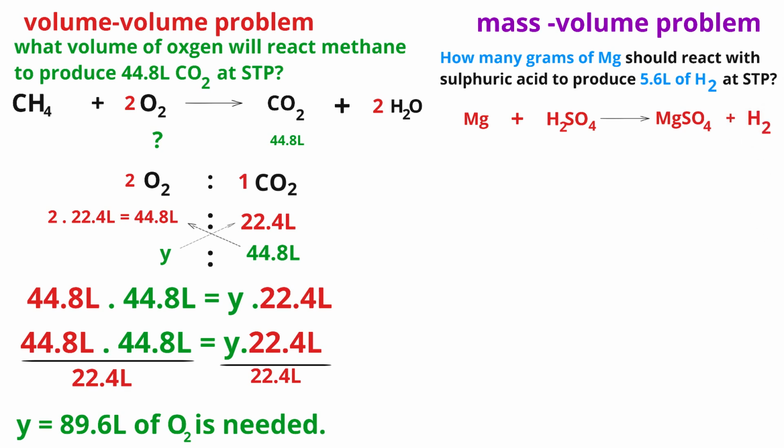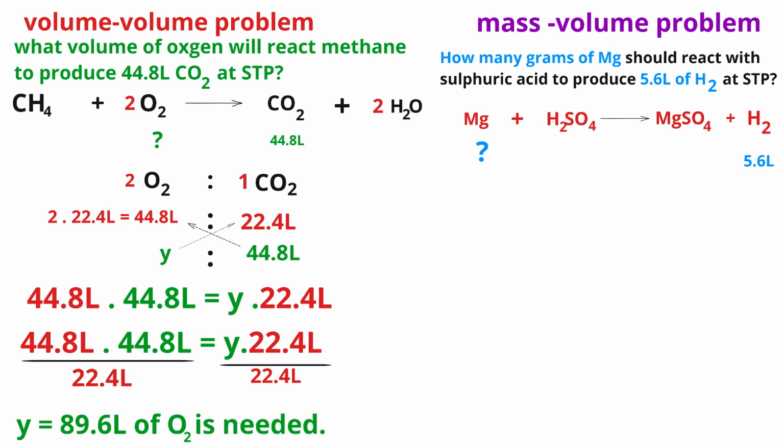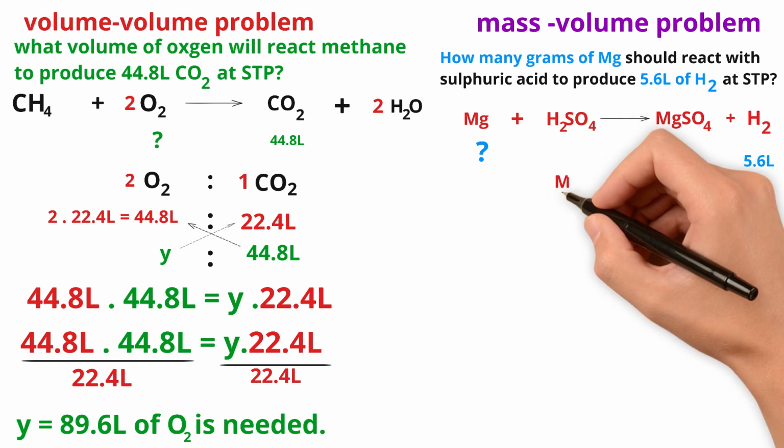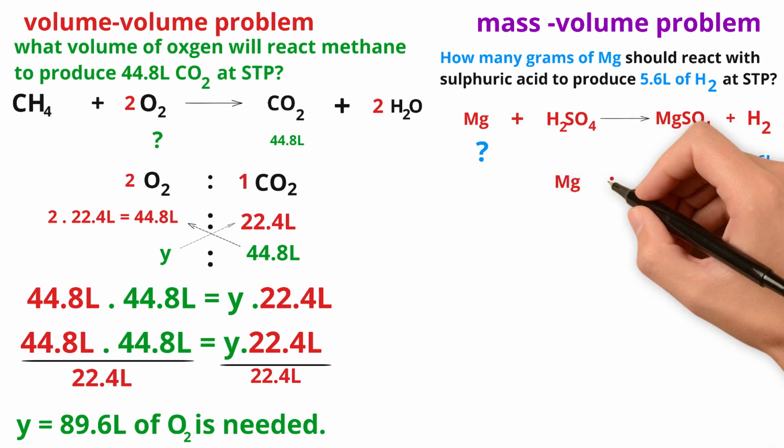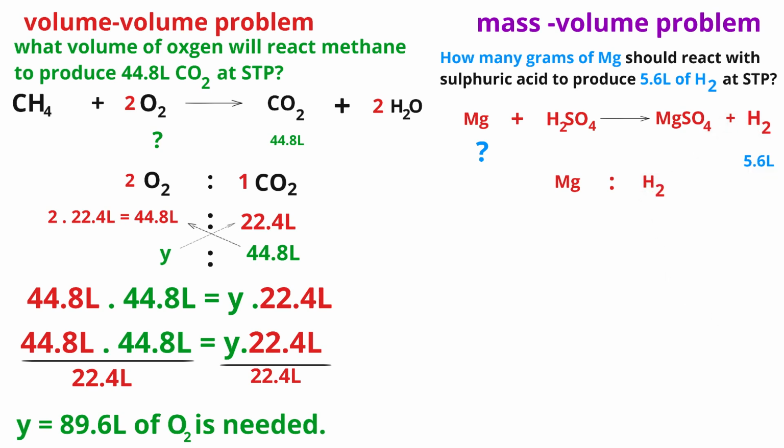Let us write the chemical equation here. Magnesium reacts with sulfuric acid to produce magnesium sulfate plus hydrogen. Now this chemical equation is balanced by itself. Now the question here is, as I told you, to produce 5.6 liters of hydrogen molecule, how many grams of magnesium is required? This is the mass of magnesium that is used to produce 5.6 liters of hydrogen. So let us set up the proportion of magnesium to hydrogen molecules, the given one to the required one.